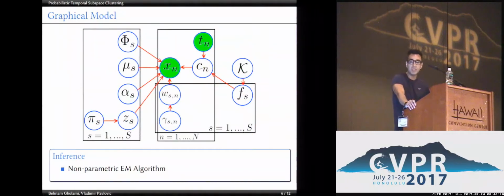This is the graphical representation of the model, where x_n denotes the data points, t_n denotes the time index for each data point, and c_n denotes the cluster index for each data point. We developed a non-parametric EM algorithm to learn all the parameters from data.